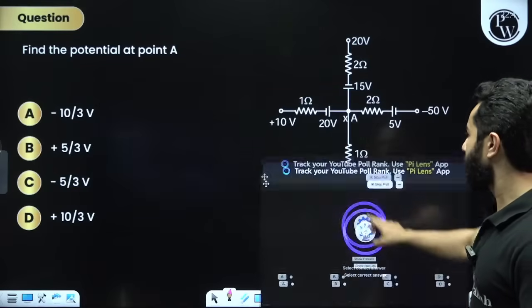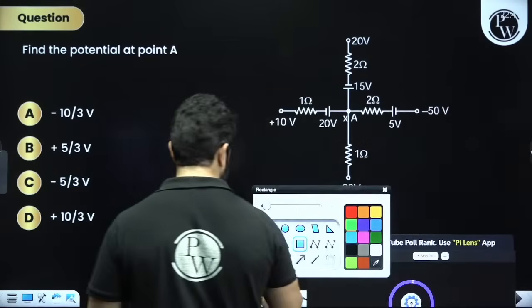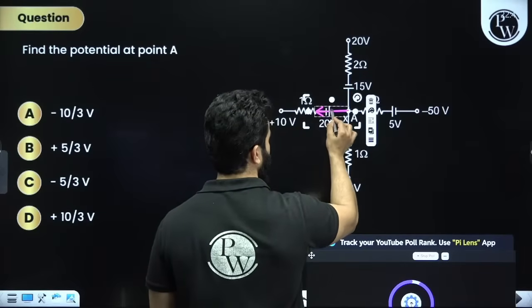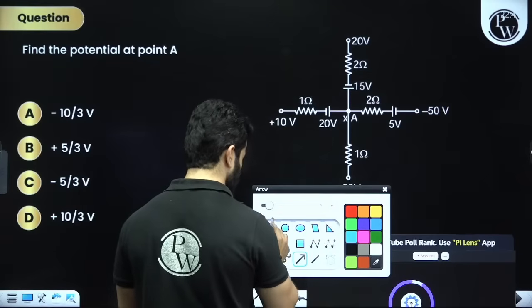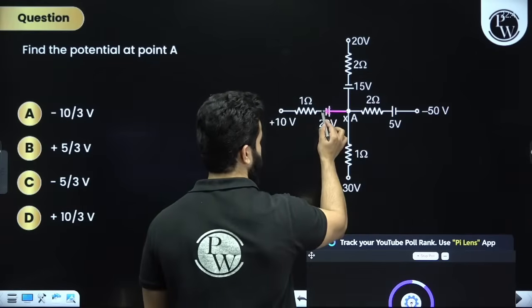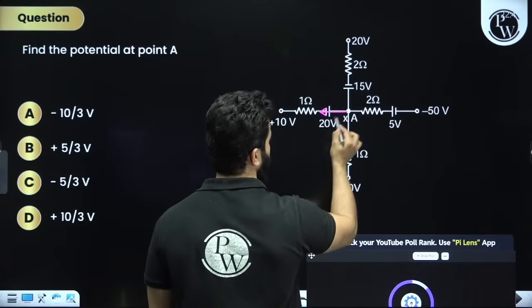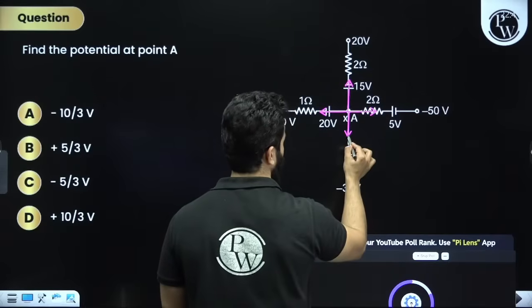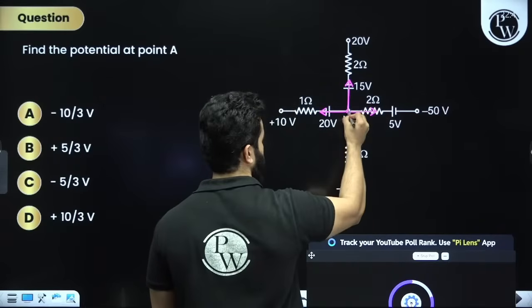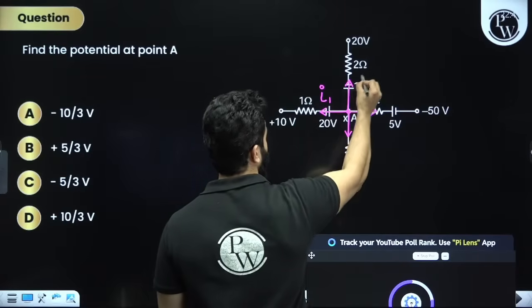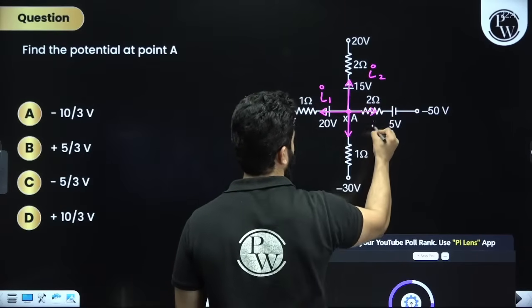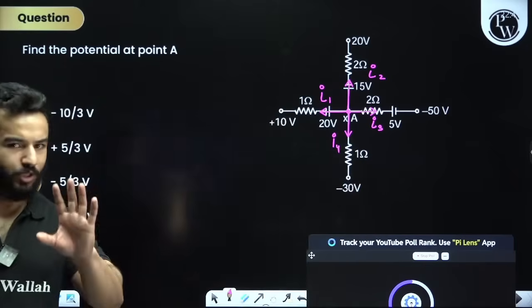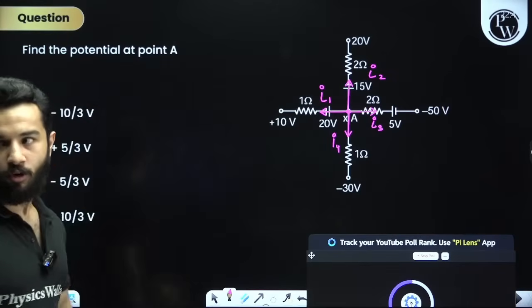X, 90 seconds. The trick is, in these types of questions, always imagine that current is flowing outwards. That means, let's say this is I1, I2, I3 and I4. Assume something like this. Again, let me tell you, I1, I2, I3 and I4. This is our assumption. It could be wrong, but we can use it to solve our question.